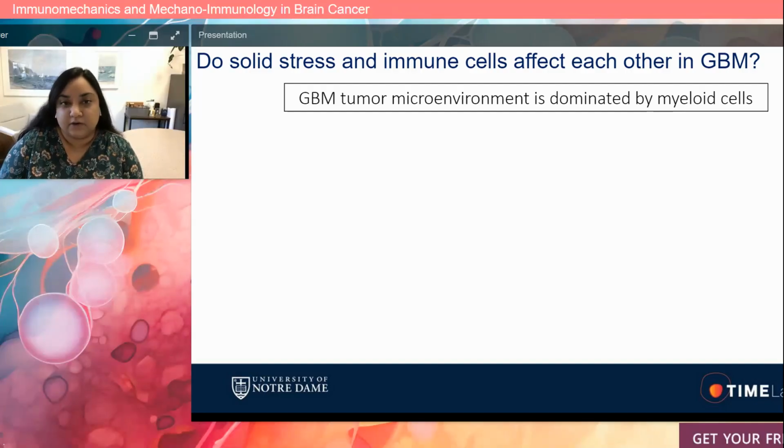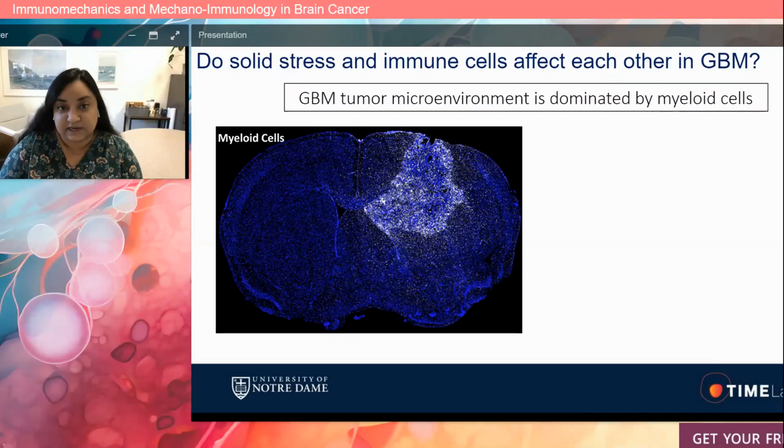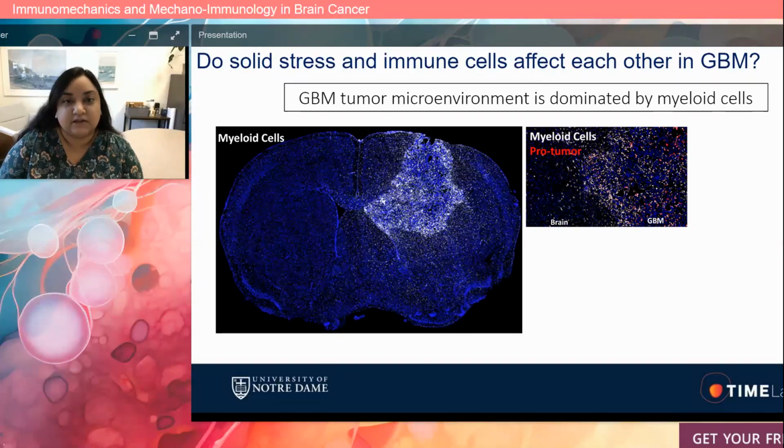When we think about this potential reciprocal relationship between, let's say, mechanical forces and immune cells, we have to consider which immune cells are actually present in the glioblastoma microenvironment. I'm showing here an image. This is a cortical cross-section of a mouse brain that's bearing a glioblastoma tumor. You can tell where the tumor is because of the dense area of cells. But actually, all the cells that are in white are myeloid cells. This is the IBA1 stain, so it's picking up both resident microglia, the native immune cells of the brain, but also infiltrating macrophages from circulation.